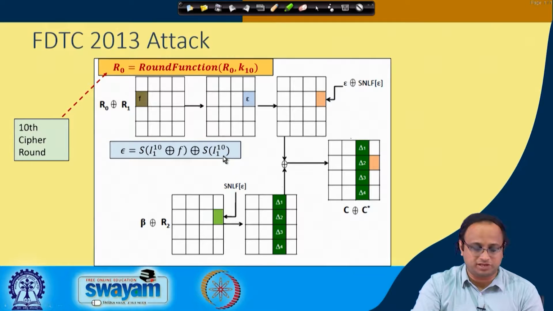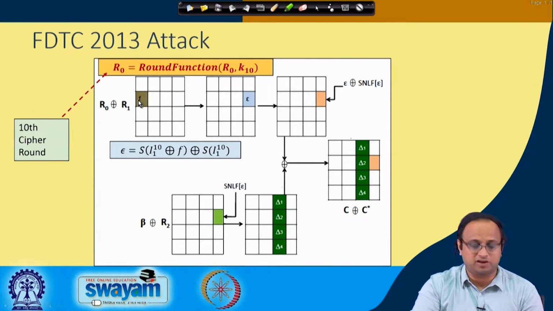If you assume that one of the correct states is I110, where I110 stands for, for example, the first byte of the 10th round input. The 10th round input is denoted like this: this is the 0th byte, this is the first byte, this is the second byte, this is the third byte, and so on, as we have seen in previous classes. So, if I take the correct state as I110, then because of the fault, this gets affected and becomes I110 XORed with F.